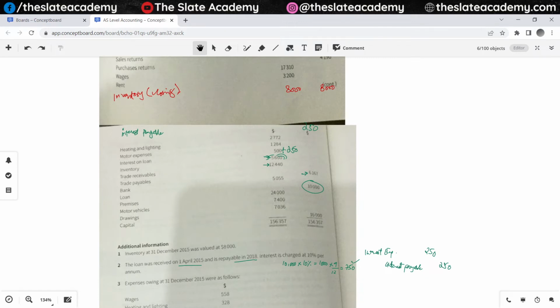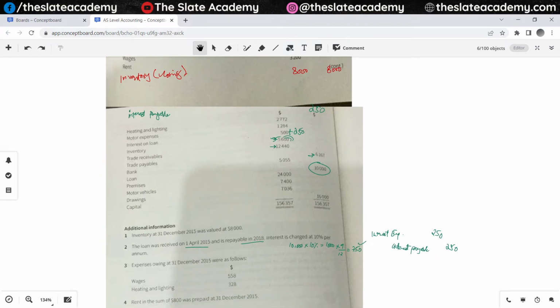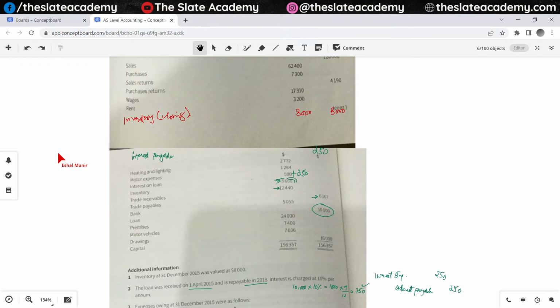Okay, then for the third piece of information, it tells me that there are certain expenses which are owing. It means that by this amount, these expenses still need to be settled. So 558 and 328 wages.